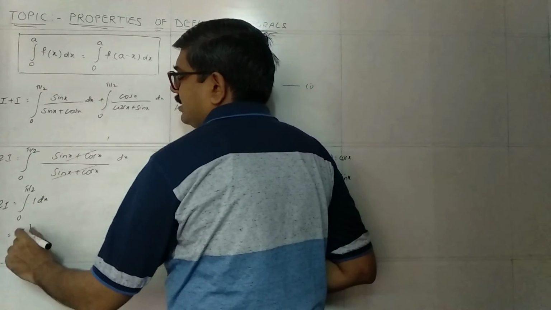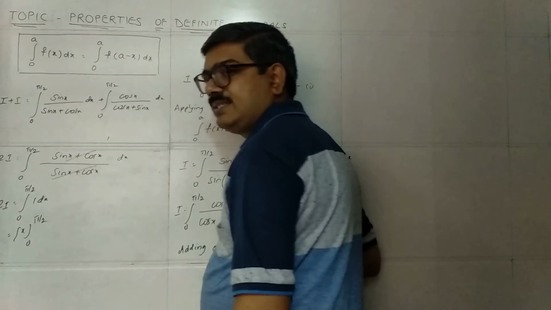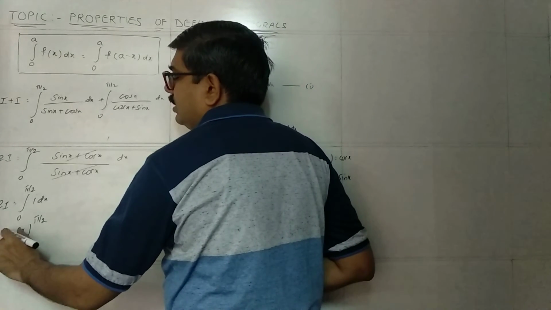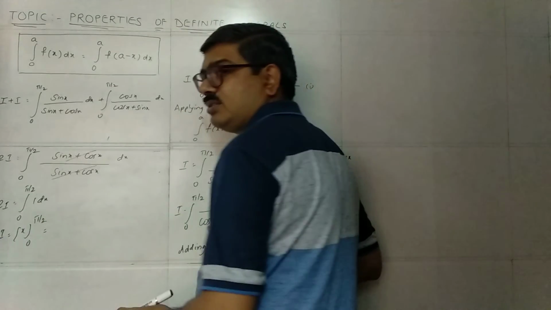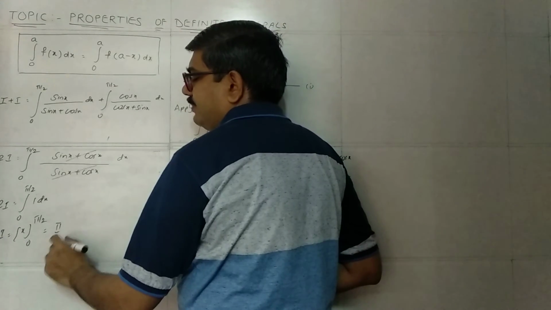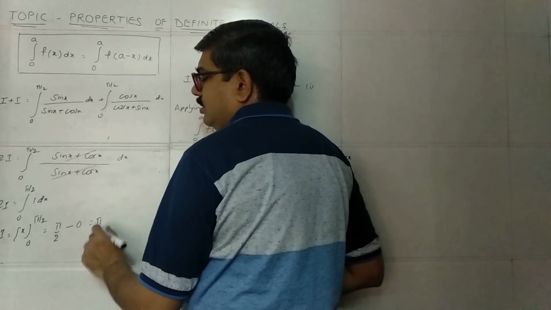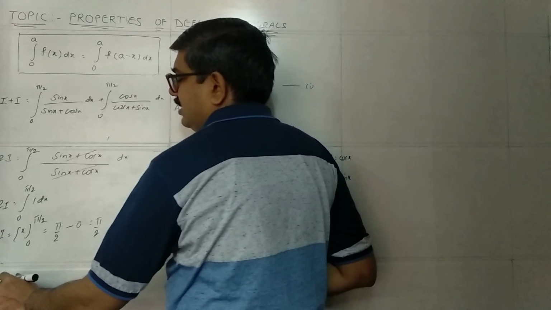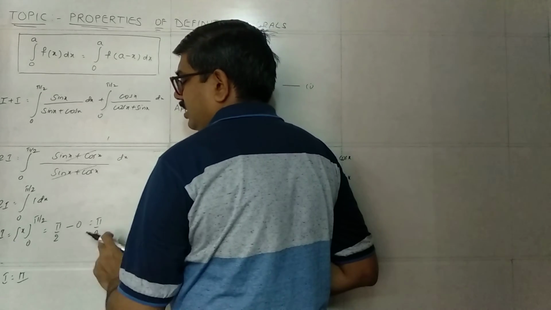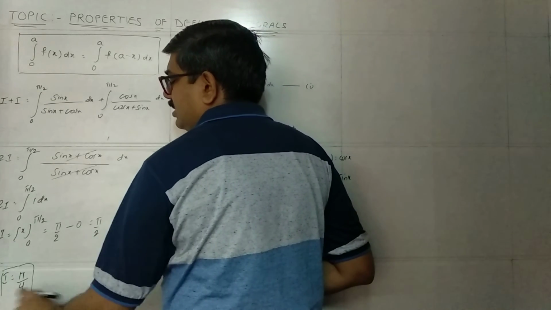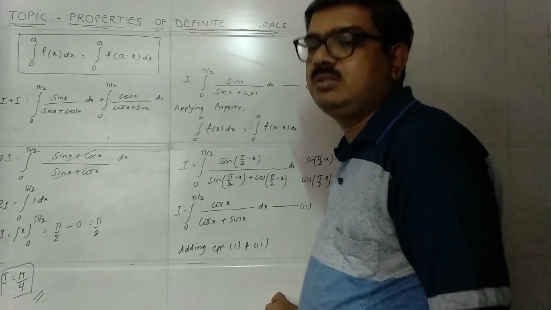Integration of 1 is x, limit 0 to pi by 2, and put the values of limits in place of x. First put the upper limit, that is pi by 2, then minus sign, put the lower limit 0, so that is pi by 2. So 2I is equal to pi by 2. This 2 will come here, 2 into 2 is 4. So the answer is pi upon 4. This is the final value of the integral.